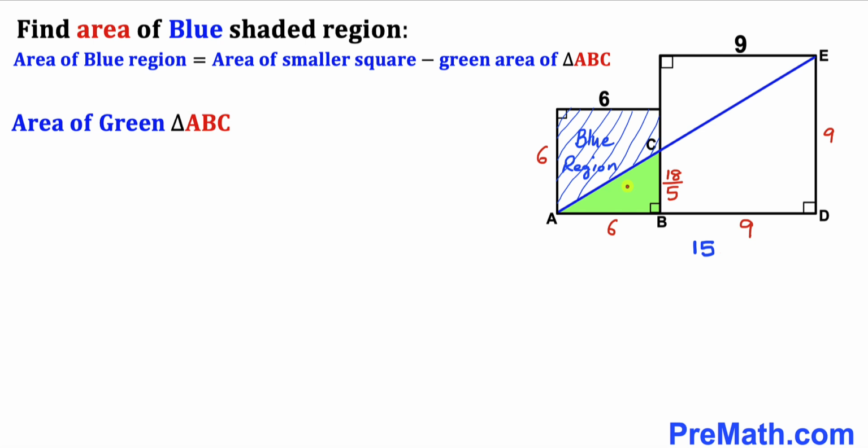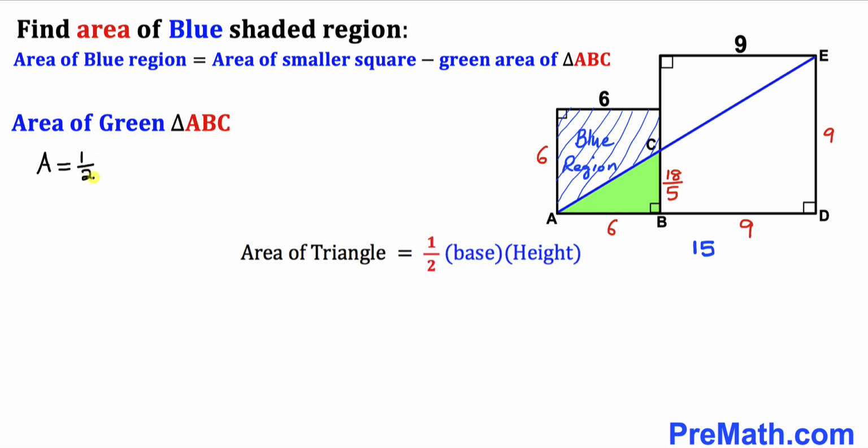And here's our next step. Let's calculate the area of this green triangle ABC now. Let's recall the area of a triangle formula: area equals a half times base times height. In our case, our base is 6 and our height is 18 divided by 5. Therefore, the area of this triangle ABC is going to be a half times 6 times 18 divided by 5.